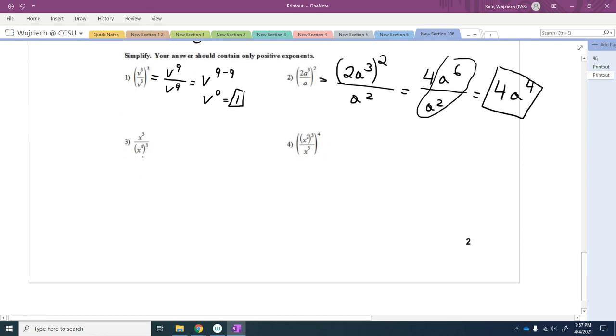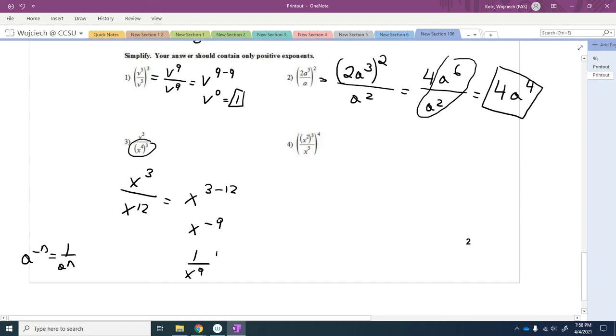Okay, in question number 3, x cubed stays x cubed. Now the denominator becomes x to the 12. Now, when we have the same base, we can subtract the exponents. So this becomes x to the 3 minus 12, which becomes x to the negative 9. And again, be careful, because we cannot have negative exponents in your final answer. And we're going to use this rule: a to the negative n is 1 over a to the n. So your final answer will be 1 over x to the 9th.